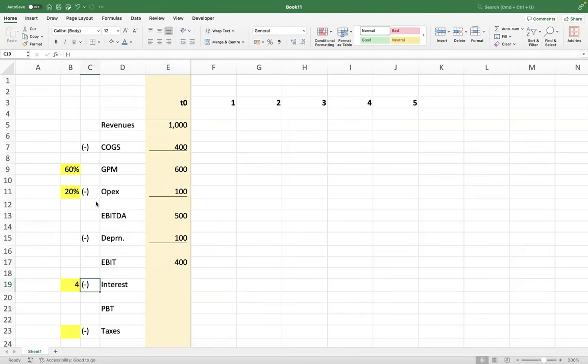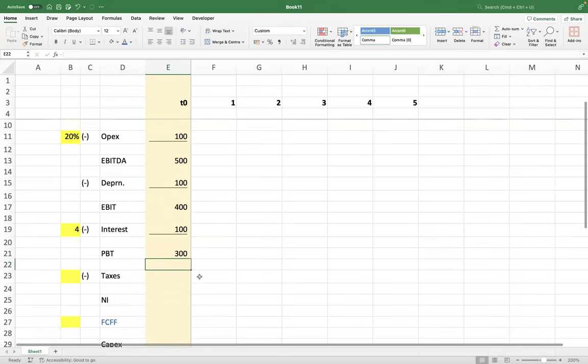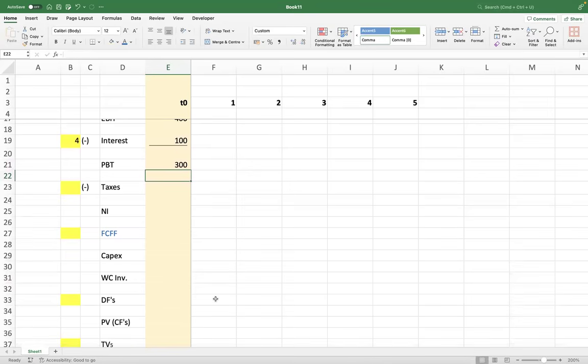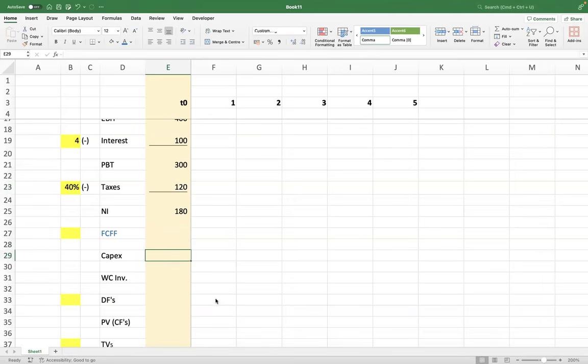Now you have been given the interest coverage ratio as 4, which means your interest will be 100 CR. Reduce that from EBIT and you get your PBT, which is profit before tax of 300 CR. Tax rate is given to be at 40%, which means my taxes are 120 CR. Which means my net income now stands at 180 CR. Now I'm ready to get my free cash flows.